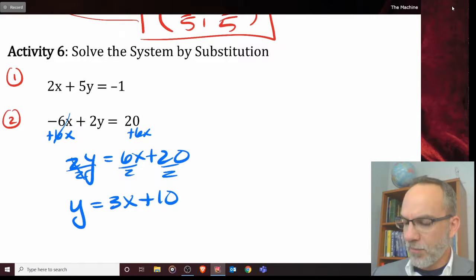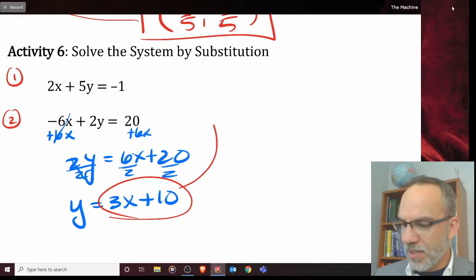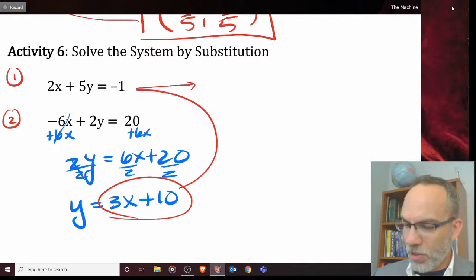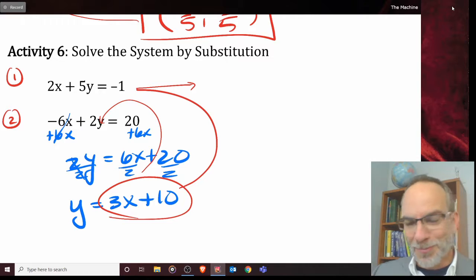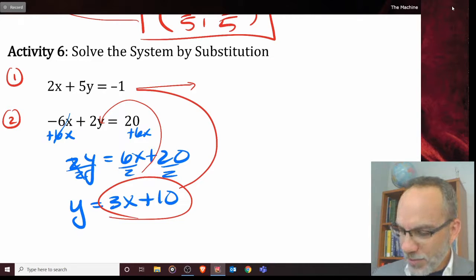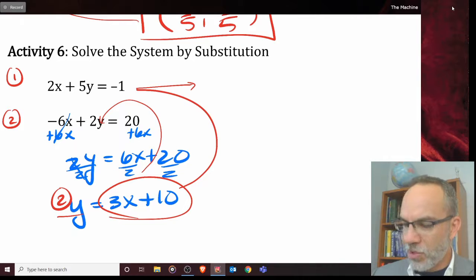I've got a statement for y. Where did it come from? It came from the second equation. What do I do now? You've got to take this expression for y and replace it in the first equation. Do not replace it back into the original. You're just going to go in a circle. It won't work. Okay, so I'm going to replace, this was equation number 2. Replace the expression with y from 2 into equation number 1.